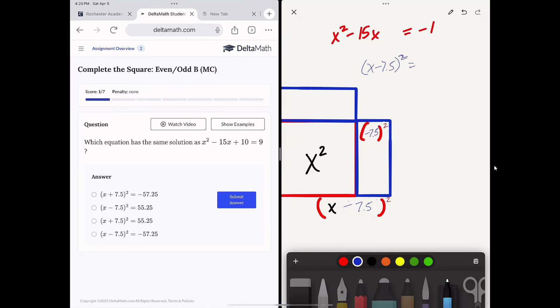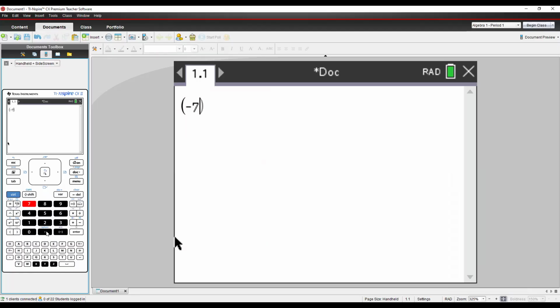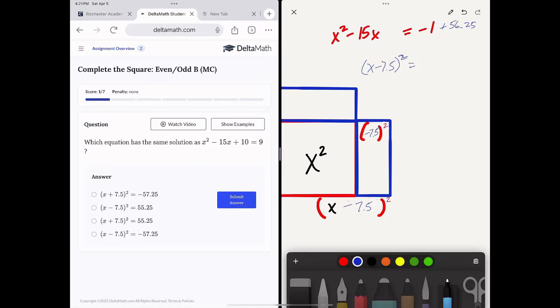So if I complete the square, let me go grab the calculator real quick. Where's my calculator? Why is it up there? All right, so I'm just going to do parentheses. Now you have to put negative numbers inside parentheses when you square them. I'm going to square it, and I have 56.25. So that's what I am going to add to this. Let me click on this. So I'm going to add 56.25, which means this is going to be 55.25. So that's what I'm looking for. x minus 7.5 squared equals 55.25. That would be this one.